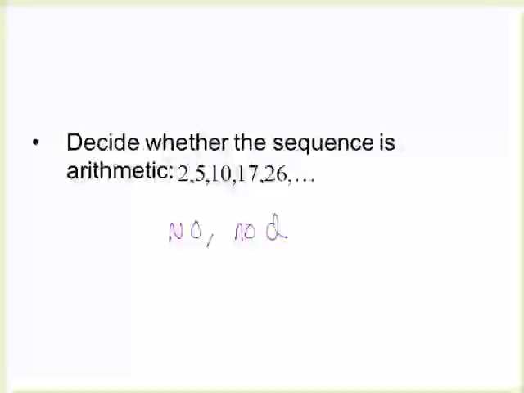There's a pattern to what we are adding, but it is not the same thing every time. So this does not meet the requirement of being arithmetic. Okay. Go ahead and look at the next two, which ask the same question.